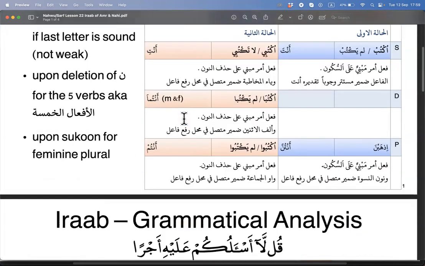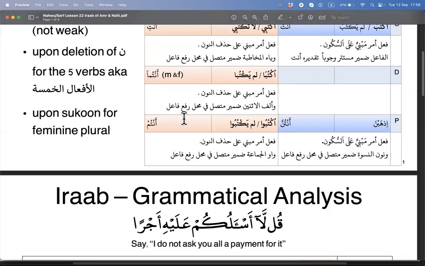For nahi, basically, it's just the normal fi'il mudari, just that you have to say whether the lam is nafi or nahi. So, for example, let's do an example here. Kul.